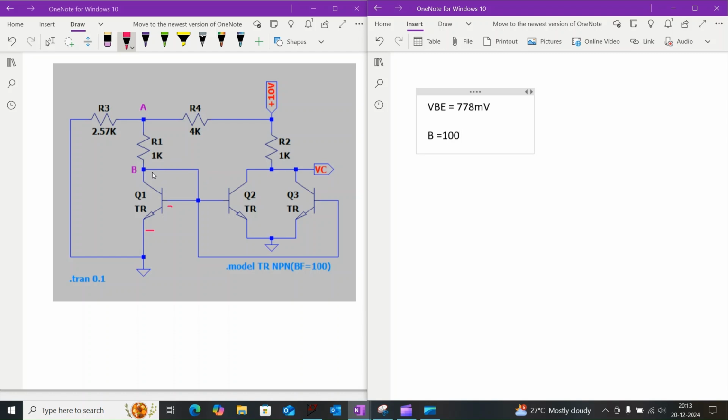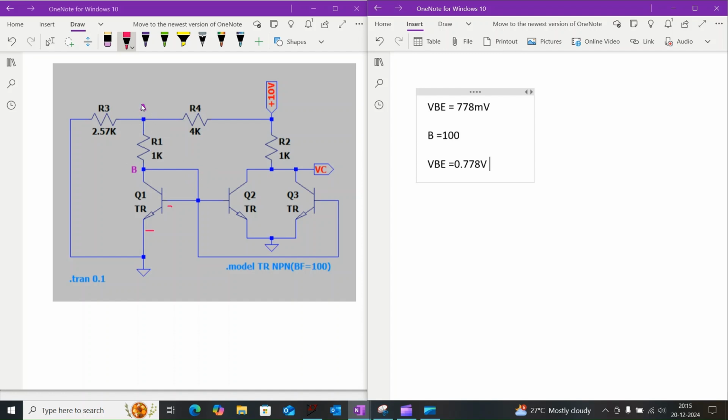Before proceeding with the calculation, we need to calculate the reference current at node B. That means the current across the resistor R1. As we know, the base to emitter voltage VBE will be 0.778 volt and beta will be 100. That means the base voltage of the transistor will be 0.778 volt. Here the collector and the base of the transistor Q1 are shorted, so the voltage at node B is also 0.778 volt.